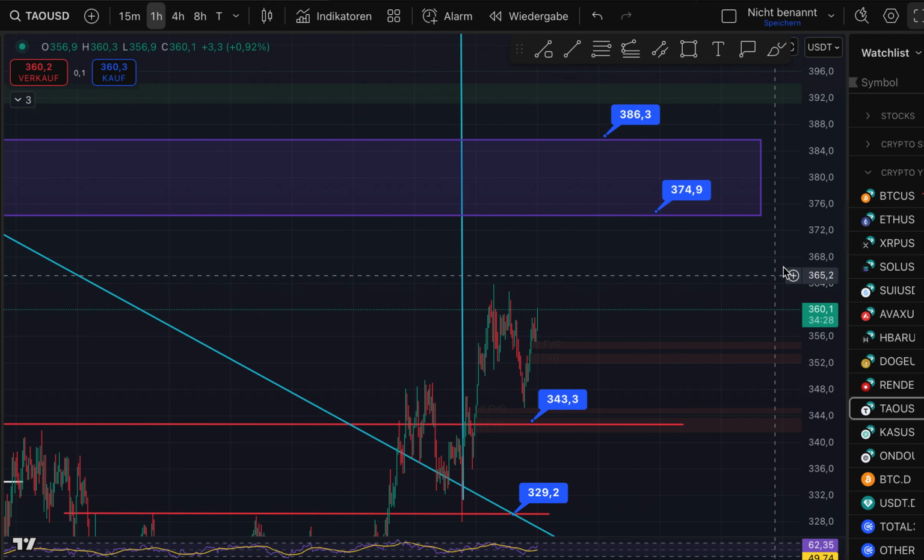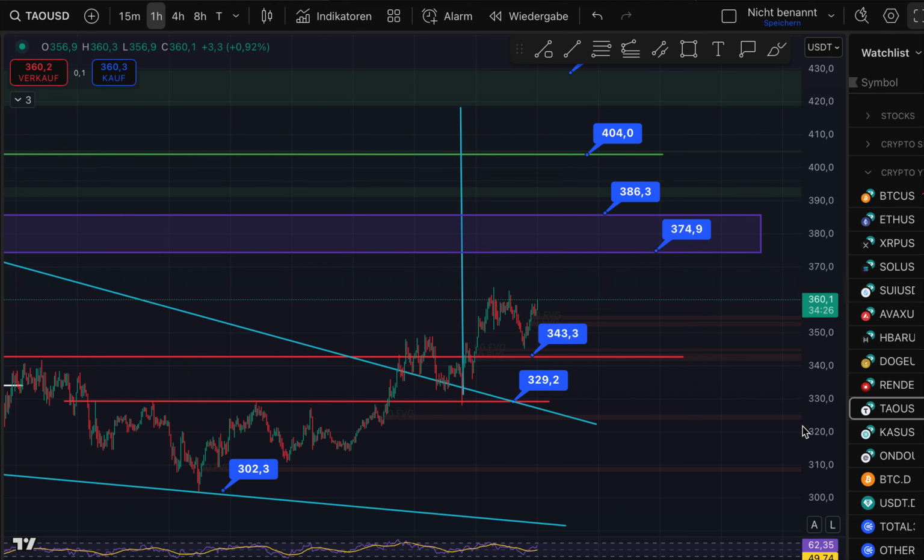This is the target where I would say I would be a bit careful. If we break it to the upside, then yes, $404 is the next target. So this price movement here I can use with high leverage to snag some percentages to the upside. But like I also said for Render, the push might be even done.